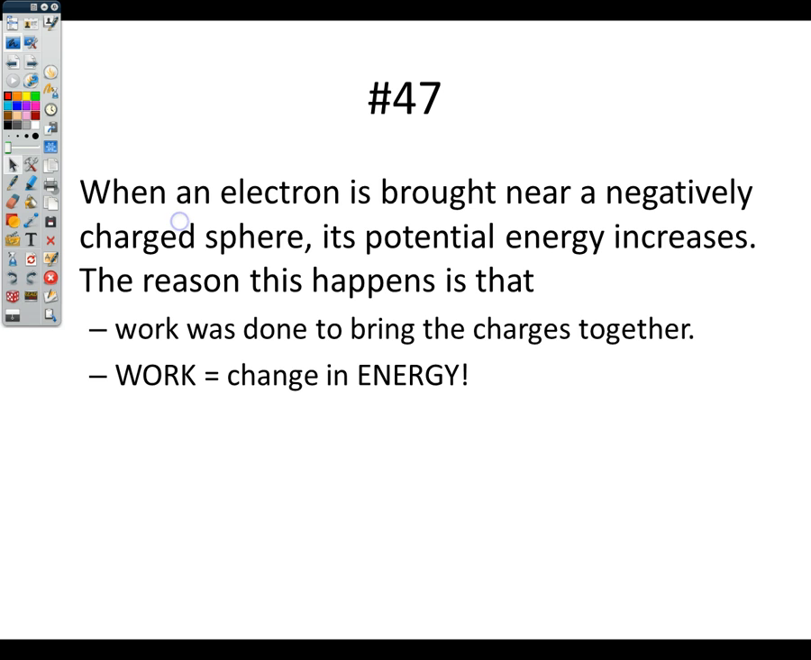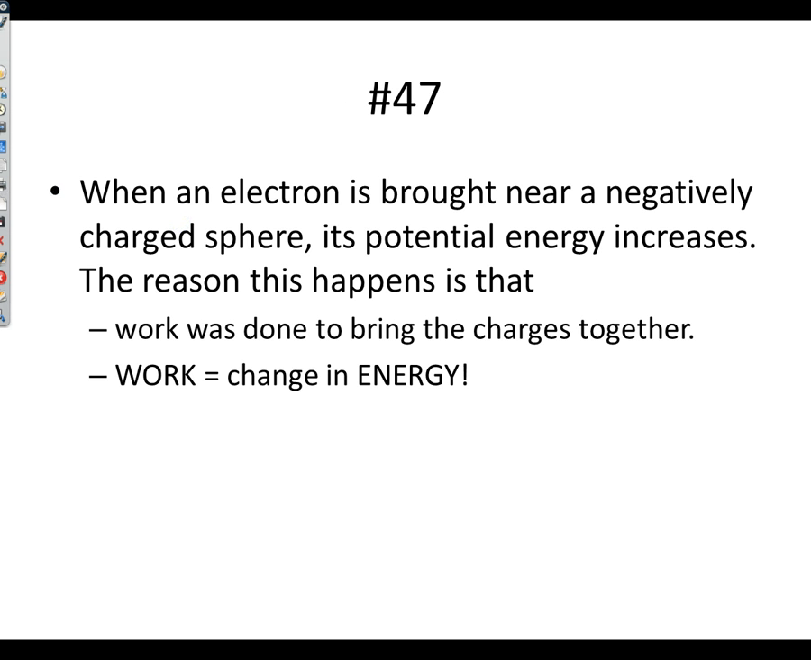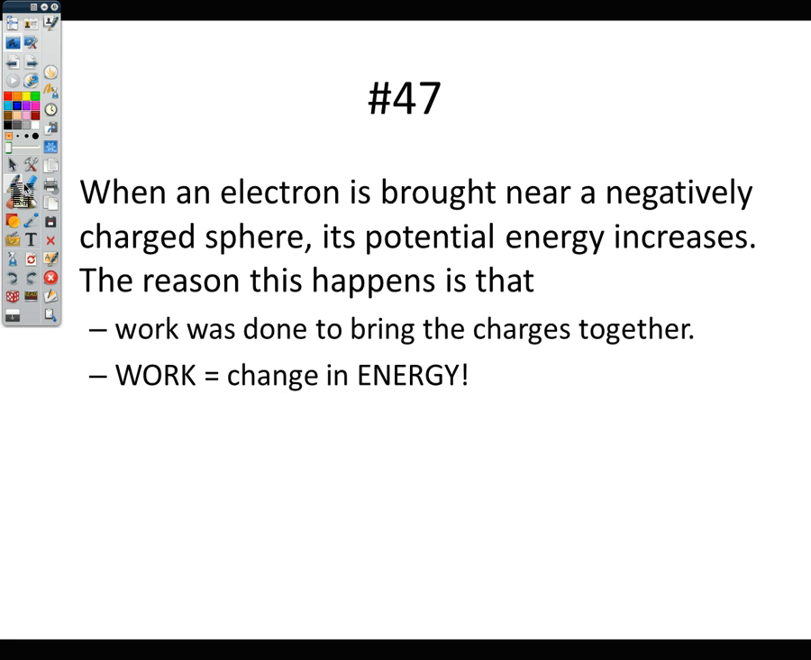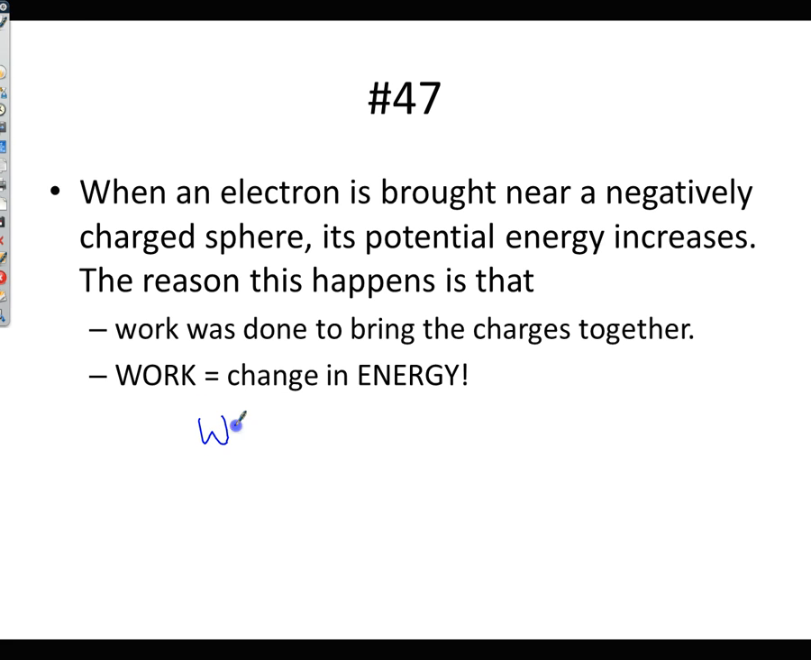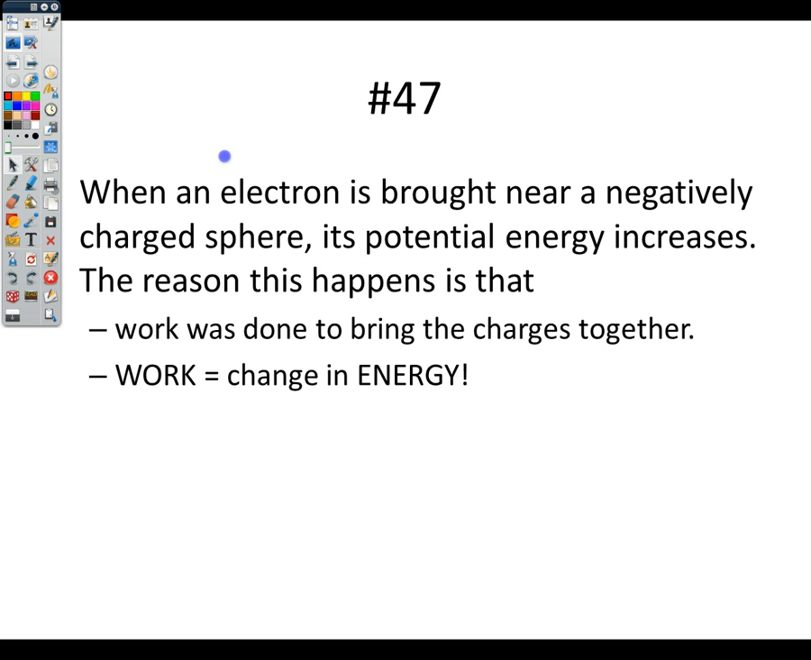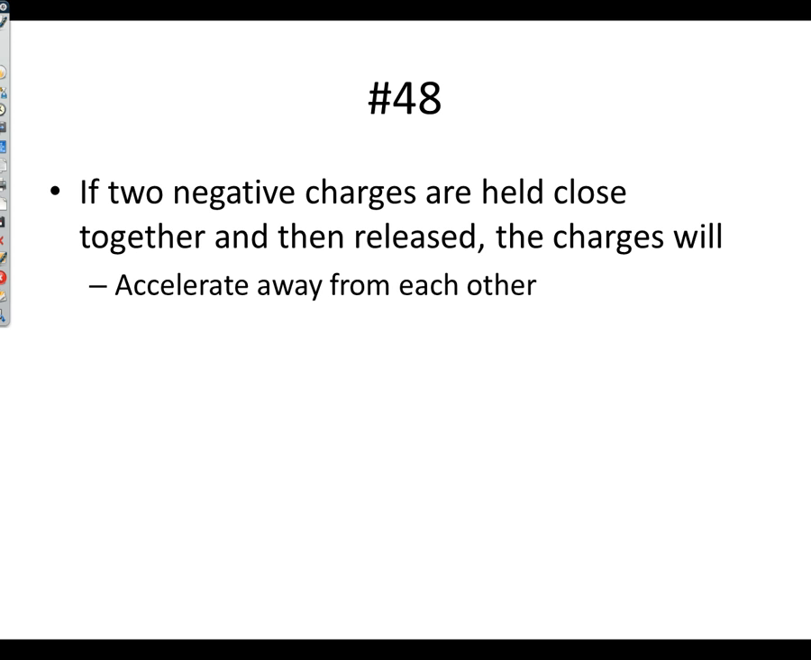For number 47, when an electron is brought near a negatively charged sphere, its potential energy increases. Why is that? It's because work was done to bring the charges together. If we go back, we remember that work is equal to the change in energy, and typically we look at the change in potential energy. Because the potential energy increases, we know that work was done to bring those two charges together. For the next one, number 48, it says if two negative charges are held close together and then released, the charges will accelerate away from each other. We've heard about that one before too.